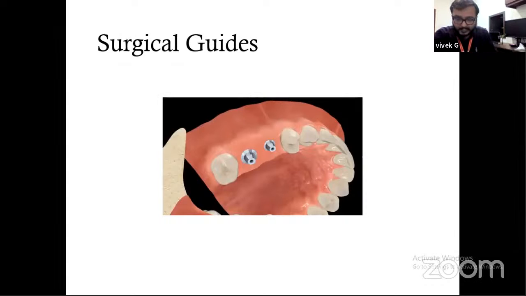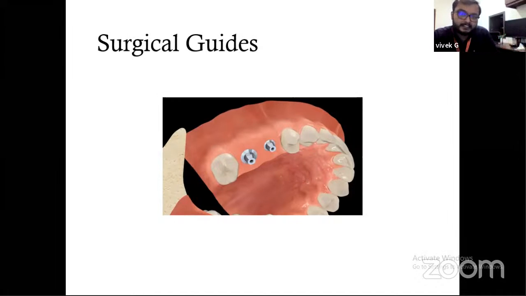Right now, we don't use that in our center. We take the scans with the help of a third party who plan these surgical guides and implants, and then they give you the surgical steps. So with the help of third party software and a third party, we can always collaborate with them and prepare such surgical guides, which will help you in very easy implant placements.